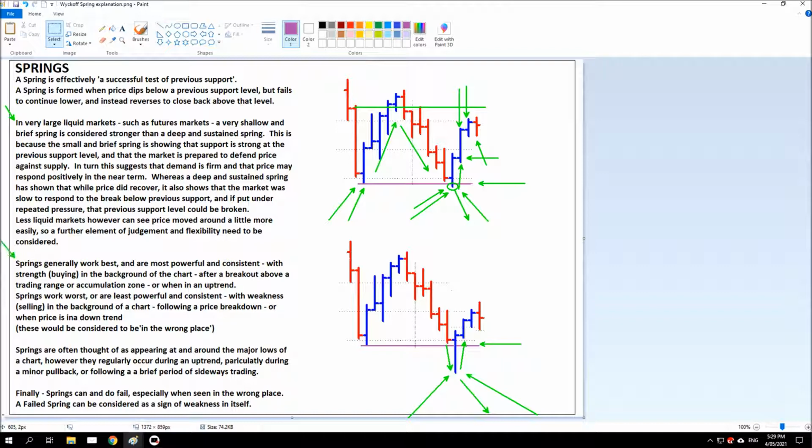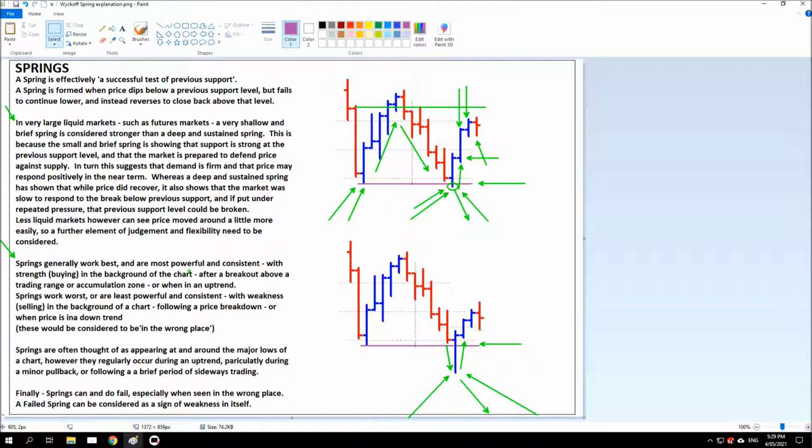Over here again, springs generally work best and are most powerful and consistent with buying or strength in the background of a chart. Now I've got a video on the background. Just go back into the price and volume playlist and you'll find it.